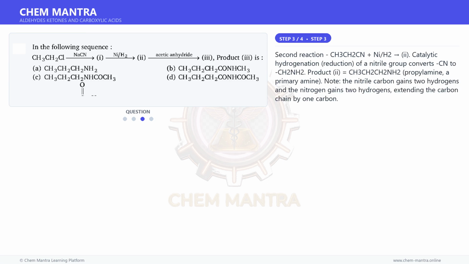Moving on to the next step. Second reaction, CH3CH2CN plus H2, Ni. Catalytic hydrogenation, reduction, of a nitrile group converts CN to CH2NH2. Product 2 is CH3CH2CH2NH2, propylamine, a primary amine. Note, the nitrile carbon gains 2 hydrogens, and the nitrogen gains 2 hydrogens, extending the carbon chain by 1 carbon.